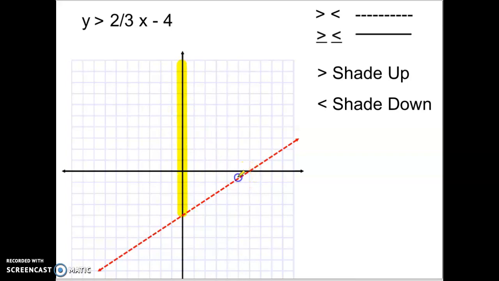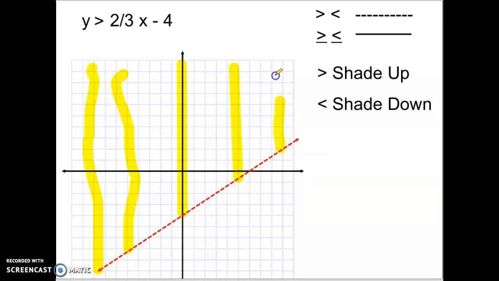It doesn't matter what point I pick. I can pick this random point or this random point, and I shade straight up for all of those. You like my nice straight lines right there? Yeah, this is what happens when you do it by hand. Anyways, if I kept shading everything up, eventually everything on this top side would be a solid shaded yellow. So that's how you graph this inequality right here.